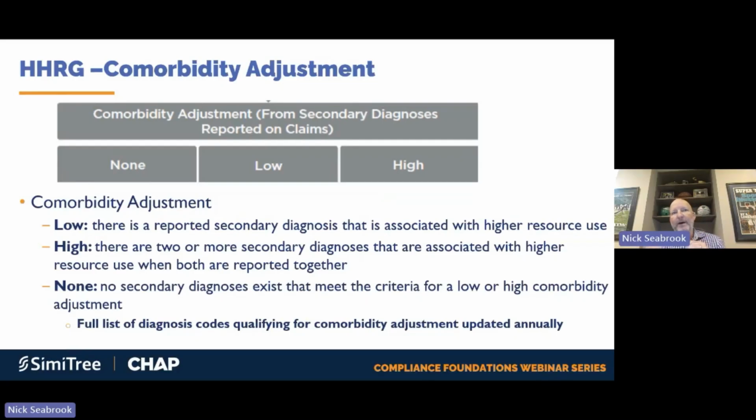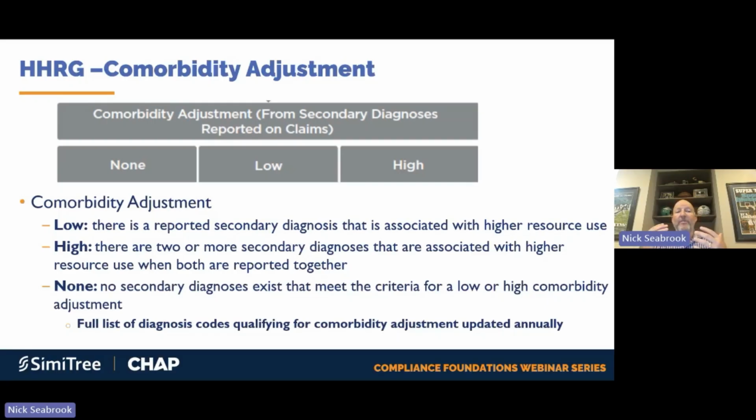The fourth factor in here is going to be the comorbidity adjustment. Comorbidity essentially is referring to the patient's diagnosis codes. We mentioned on the previous slide for clinical grouping that your clinical grouping is based on just your primary diagnosis code. Well, this comorbidity adjustment factors in all the other secondary diagnosis codes, like I mentioned before, up to 25 diagnosis codes that are reported on that claim.